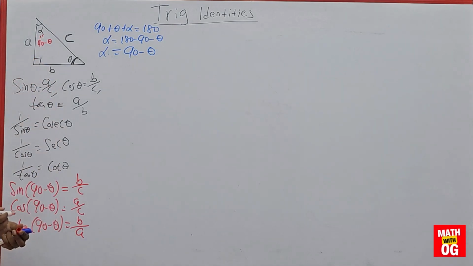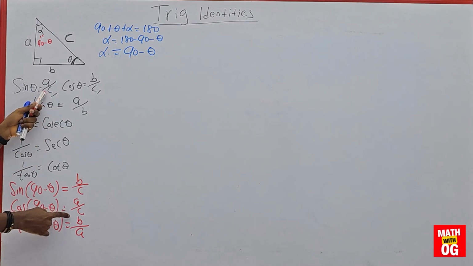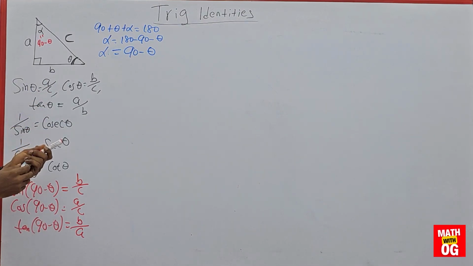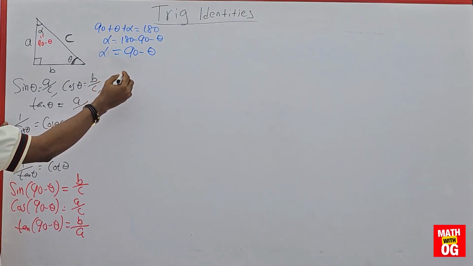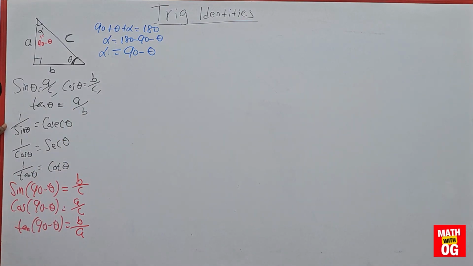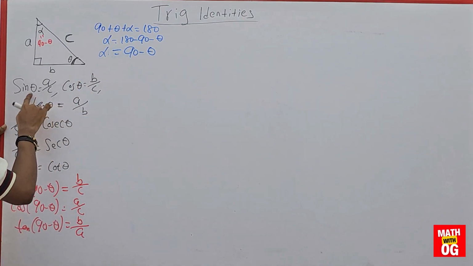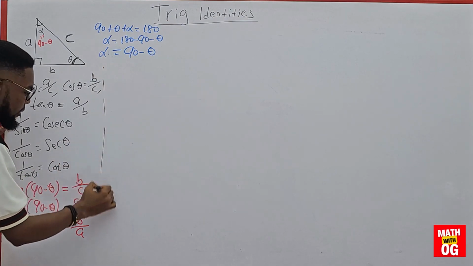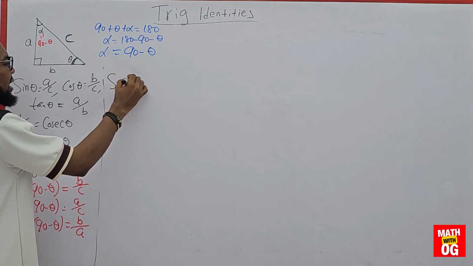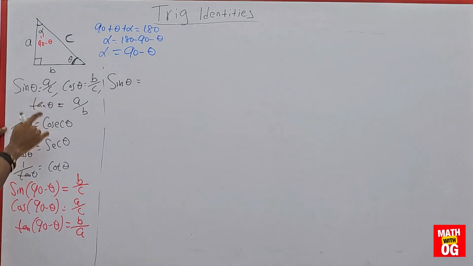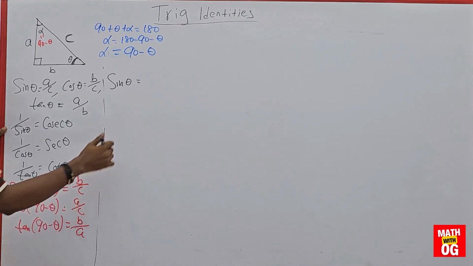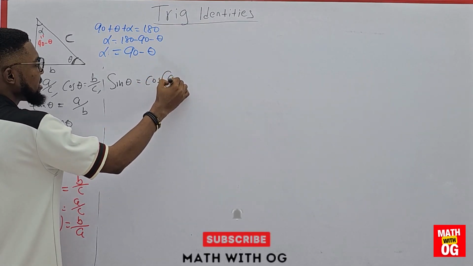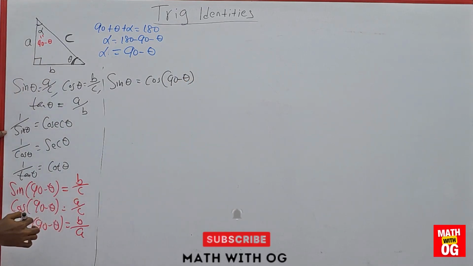Remember, this remains A, B, and C. What is A over C? A over C is cos. So I can boldly write here sine theta, which is A over C. This is also A over C, is equal to cos 90 minus theta. So that is a relationship that we've built already.